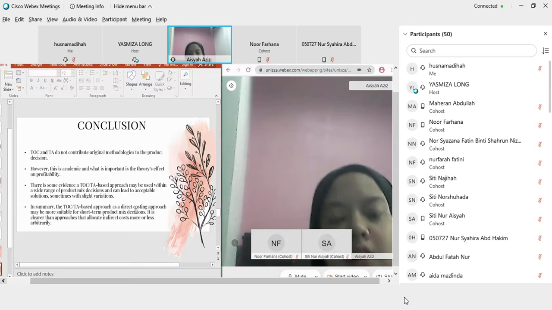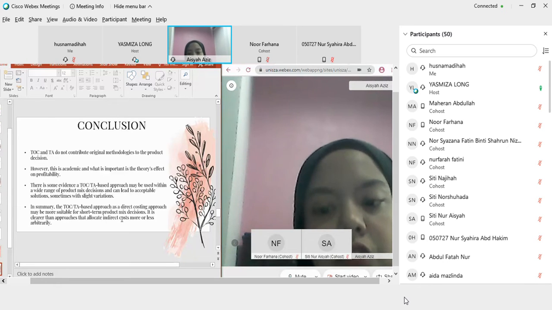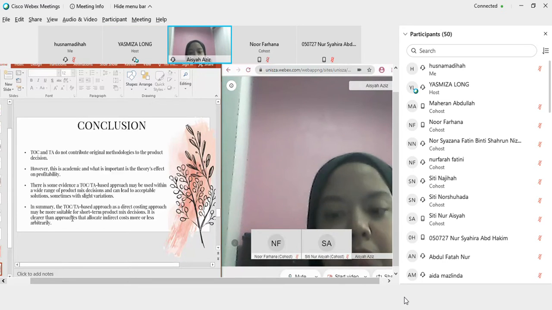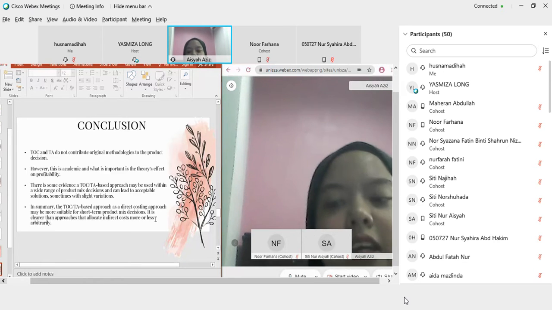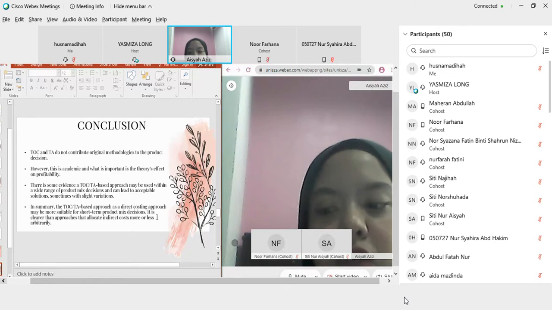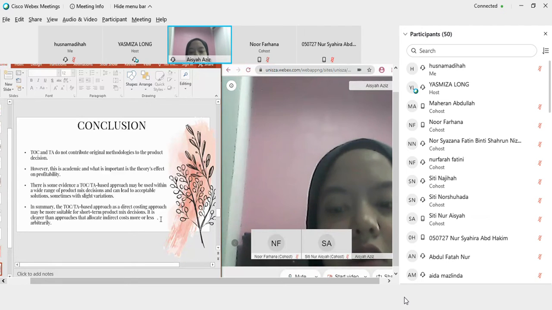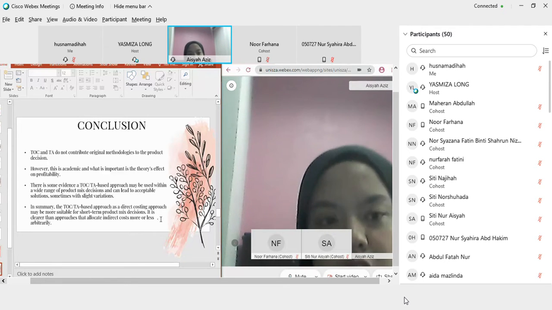In summary, the theory of constraints or throughput accounting based approach, as a direct costing approach, may be more suitable for short-term product mix decisions. It is clear than approaches that allocate indirect costs more or less arbitrarily.